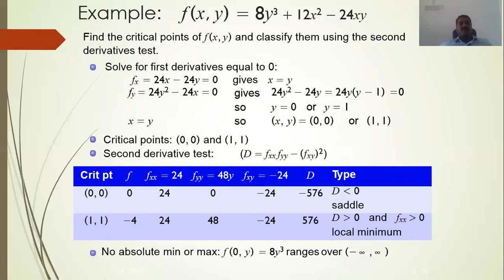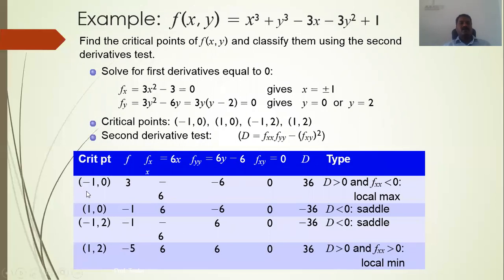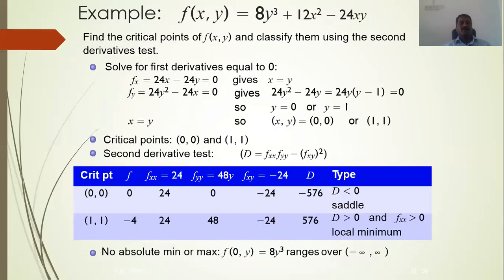Now we need to inquire into their nature. For that, we calculate the Hessian. Here it is. (0, 0) is a critical point, and the discriminant here is minus 576, which is less than 0, so it's a saddle point. Let's see the nature of (1, 1). We know fxx equal to 24, fyy equal to 48, and fxy equal to minus 24. Discriminant D equal to fxx times fyy minus fxy whole squared, that's 576. We see that D is greater than 0 and fxx is greater than 0. So it's a local minimum.